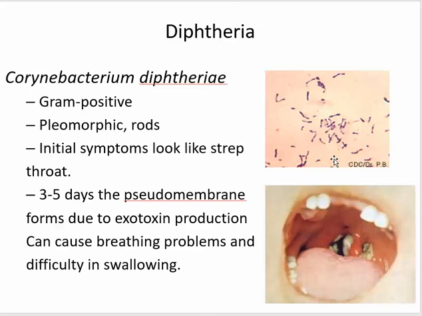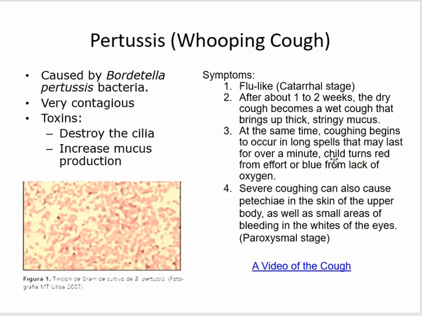So we don't see this much in the United States because we have a really good vaccine against the diphtheria toxin. So even if the bacteria is here, if you can prevent the exotoxin from doing its work, then you just have strep throat-like symptoms, and it's no big deal. It's not so dangerous.